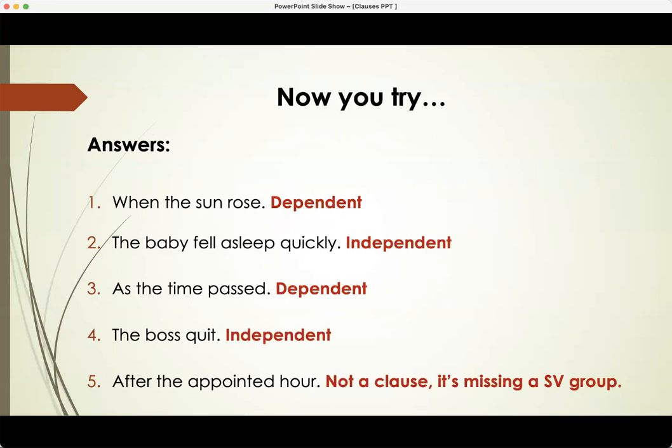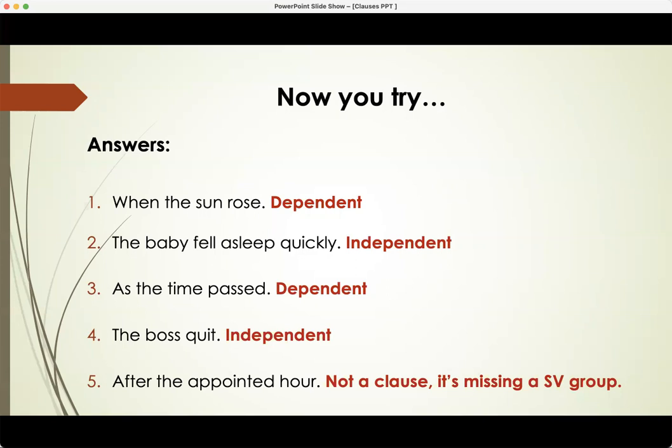Number two, the baby fell asleep quickly. Here, it's an independent clause. We have a subject and a verb, and the meaning is complete. Number three, as the time passed, once again, we have a dependent clause because something else was happening as the time passed, but we're not told what that something else is. So this is incomplete in terms of meaning. Number four, the boss quit. This is an independent clause because the meaning is complete.